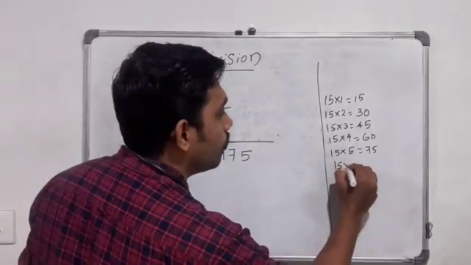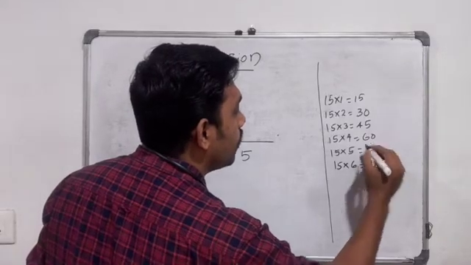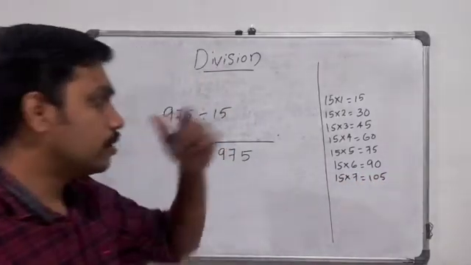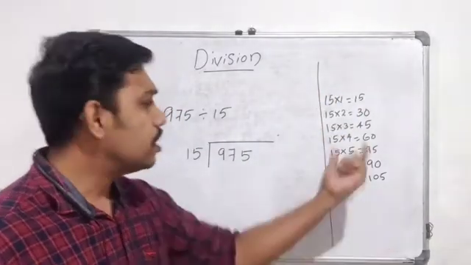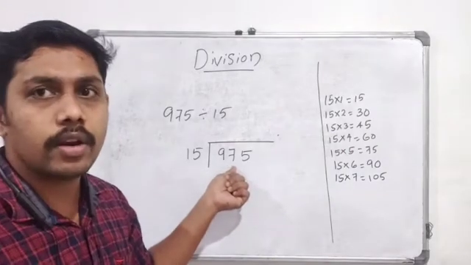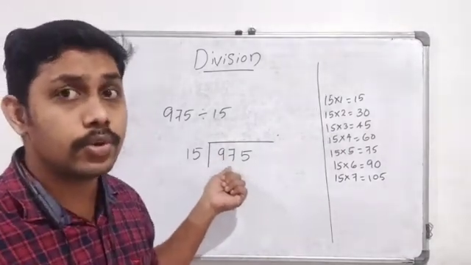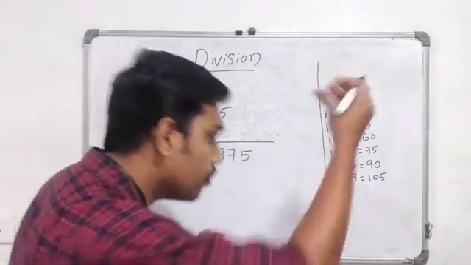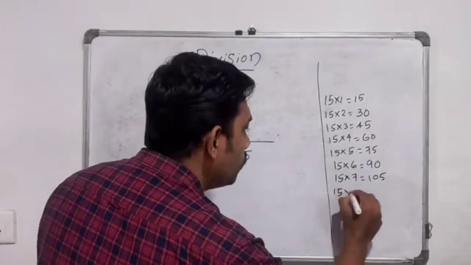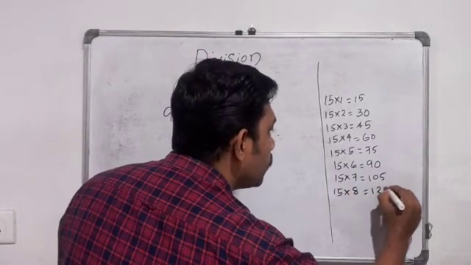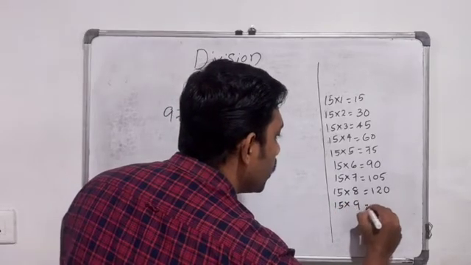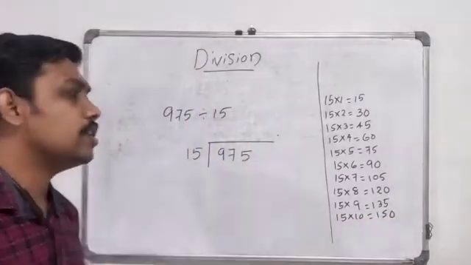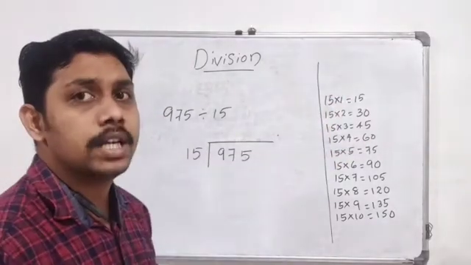Okay, now 15 sixes are 90, and 15 sevens are 105. So we need to write the full multiples of 15. Here in this question, we are going to take the first two digits, which is 97, so we need up to 6, isn't it? Students, if you want to write the full multiples up to 10, then 15 into 8 is equal to 120, 15 into 9 is 135, and 15 into 10 is 150. So it is very easy to find the multiples of 15. Here we have the multiples of 15.